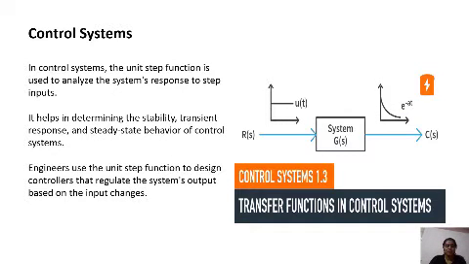Control systems. In control systems, the unit step function is used to analyze the system's response to step inputs. It helps in determining the stability, transient response and steady state behavior of control systems. Engineers use the unit step function to design controllers that regulate the system's output based on the input changes.